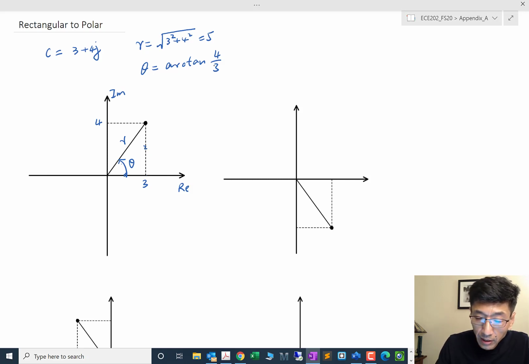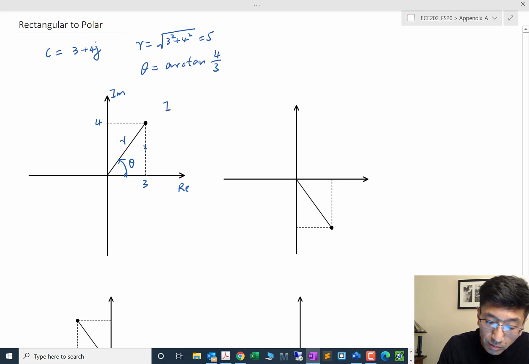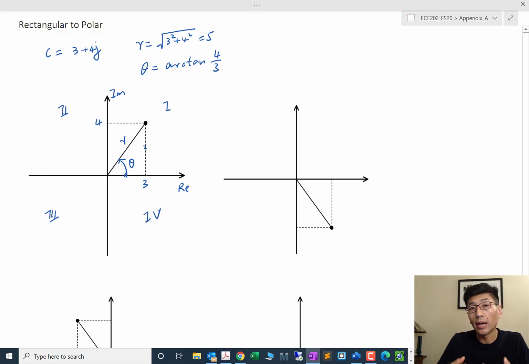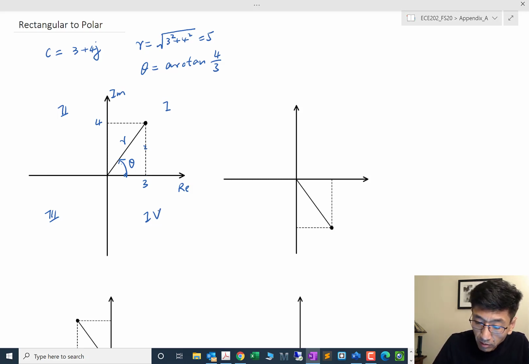So let's look at another example here. This is what we call the first quadrant, right? So this is first, this is second, this is third, this is fourth, right? So the complex number in that case, both imaginary and real parts, are positive, and then you have it in the first quadrant.